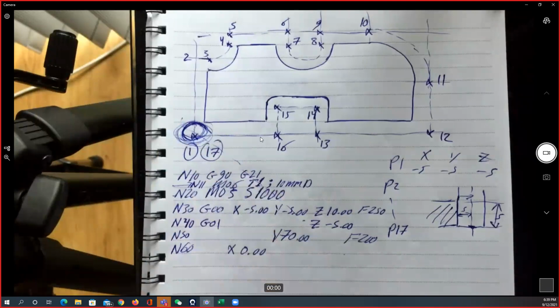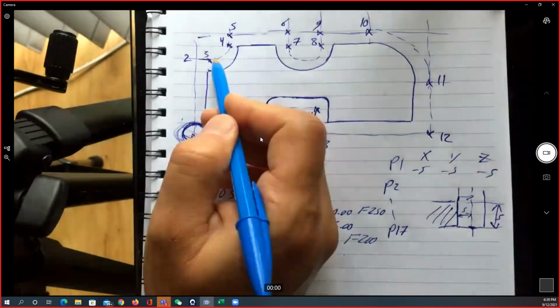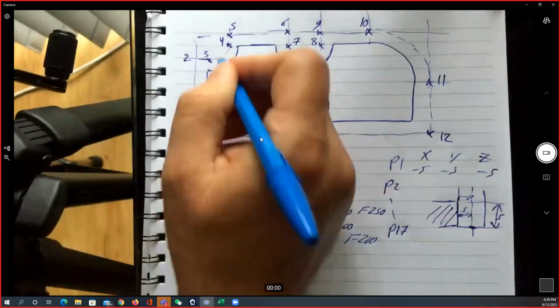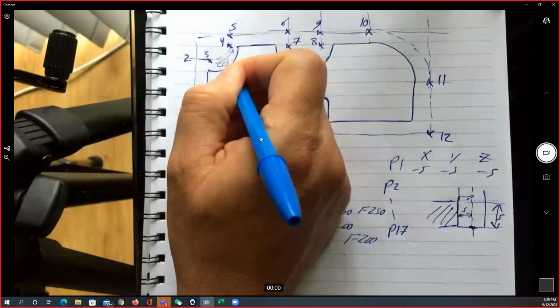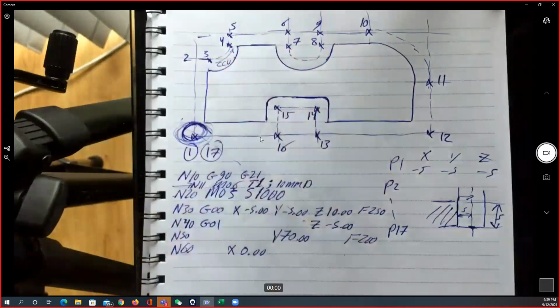Now we start the new trick I need to teach you. We're going from here to here, from here to here. This is counterclockwise direction. And in counterclockwise direction, which code are we using?